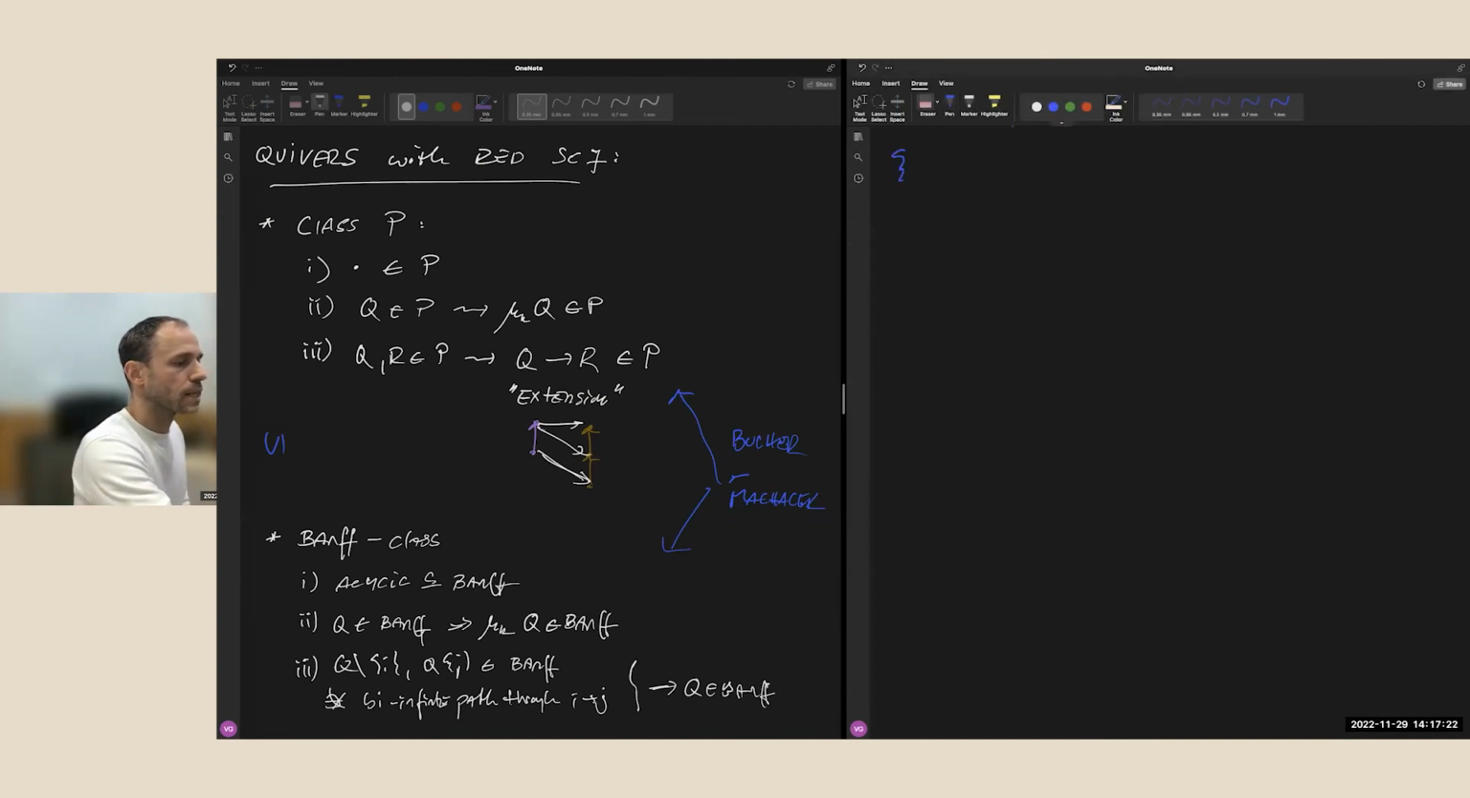Furthermore, we know that, as just mentioned, the class of quivers which possess a reddening sequence is generally closed under mutations and taking full subquivers.